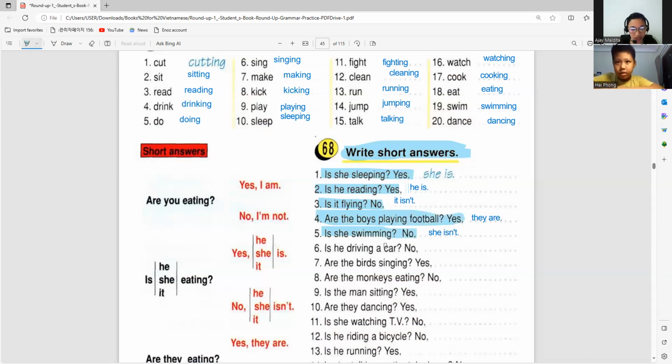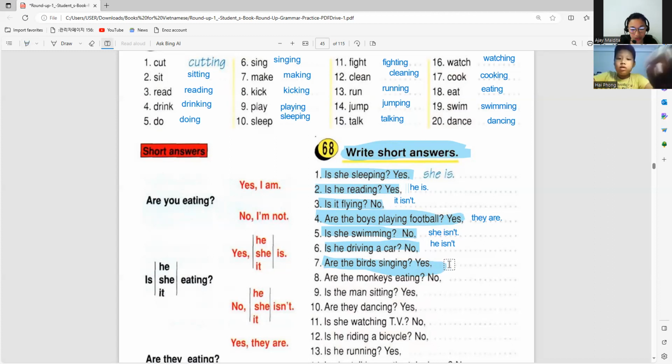Is he driving a car? No. He isn't. Okay, no, he isn't. That's good, Phong. Okay, number seven. Please read. Are the birds singing?